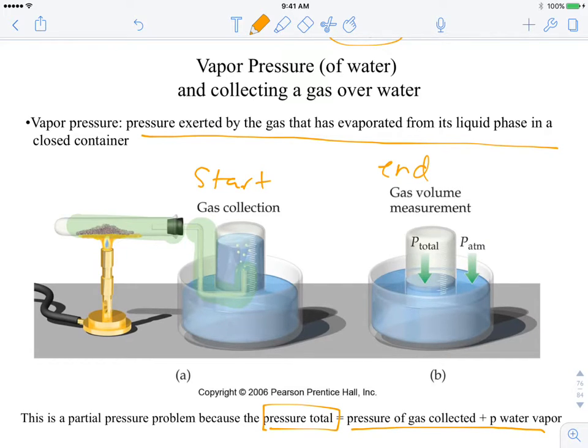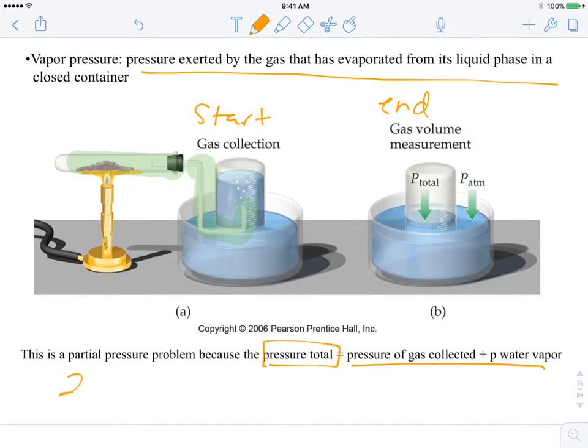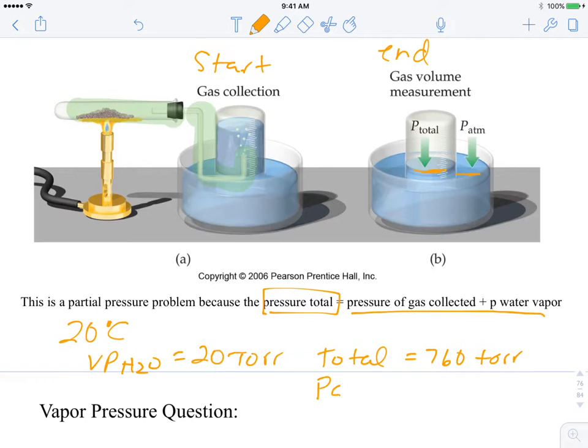Now the good news is that the pressure of the water that evaporated is very low. Normally we do these reactions at around 20 degrees Celsius, so the vapor pressure of water is about 20 torr. The total pressure usually is about that of the atmosphere. Since the levels of water are equal, the pressure inside and outside are equal to each other, so the total pressure is usually about 760 torr. So most of it's the gas that you collected. The pressure of your gas would be equal to 760 minus the 20 from the water, and you would have 740 torr.